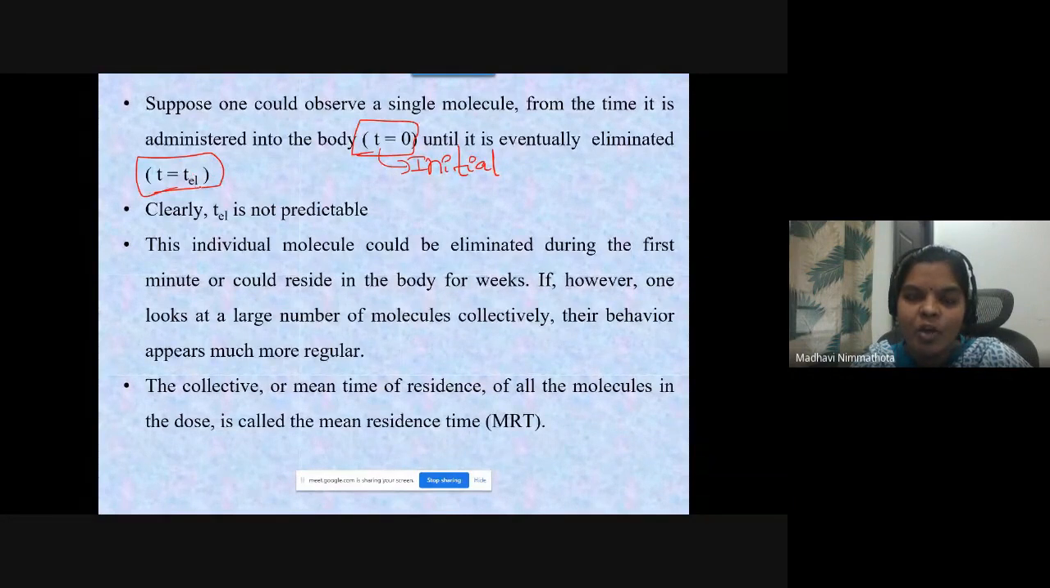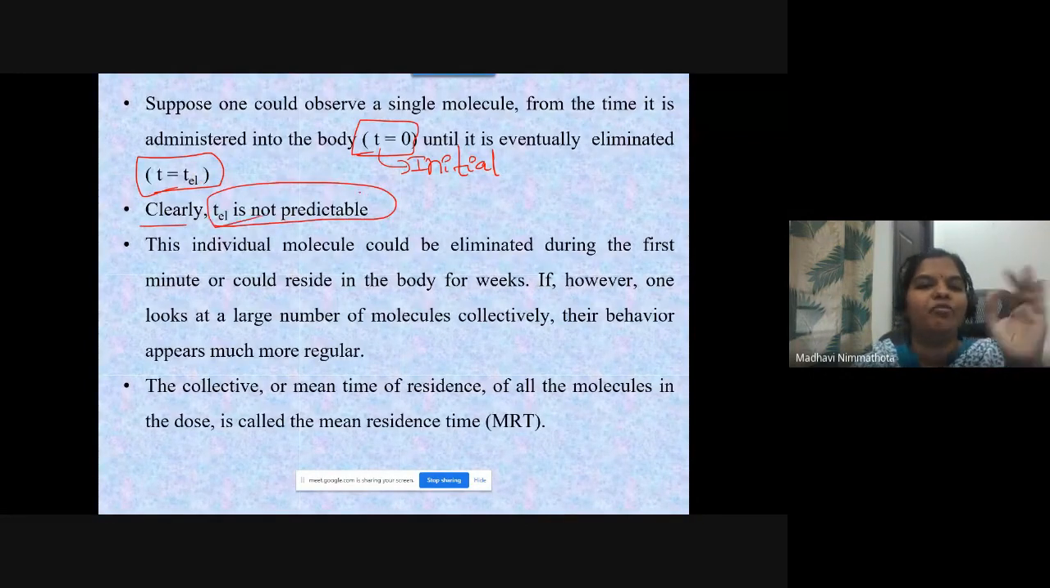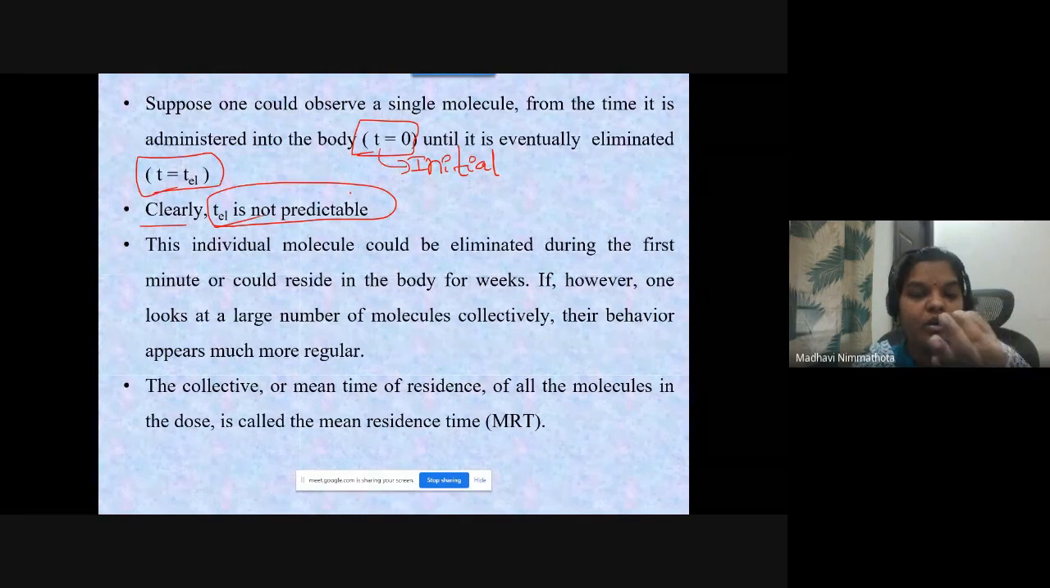Here the drug molecules are eliminated out of the body, right? So clearly TEL is not predictable. Why is TEL not predictable? I already told you, a number of particles are involved. So we cannot say that only one particle or only 10 particles will be eliminated. That's why it is very tough.